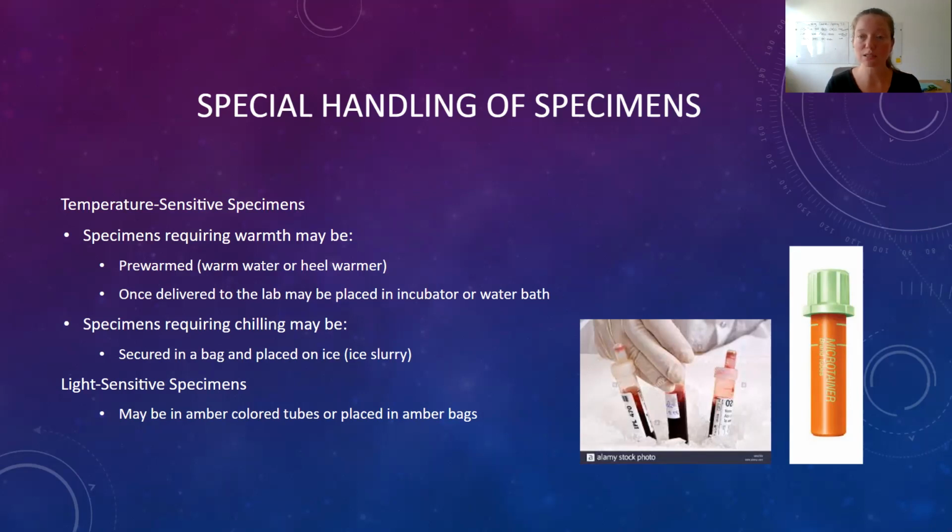So put your specimen in a sealed bag and then put it into an ice slurry, which is a combination of ice and water. With the ice slurries, we don't want to have it so cold that we're freezing our specimen, but we also need to have enough water in that mixture so that our tube can be evenly chilled.